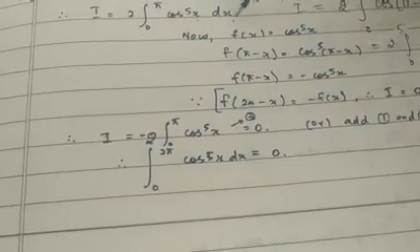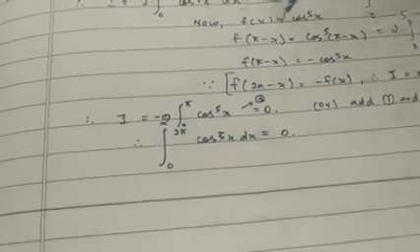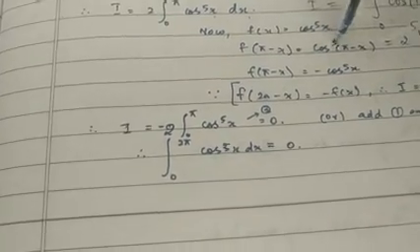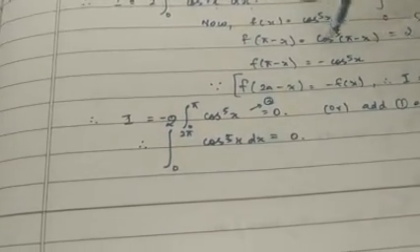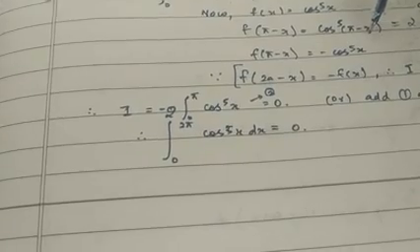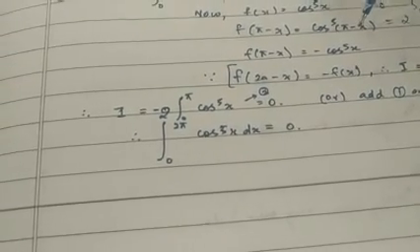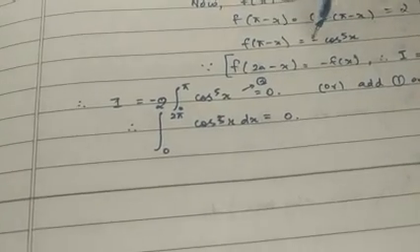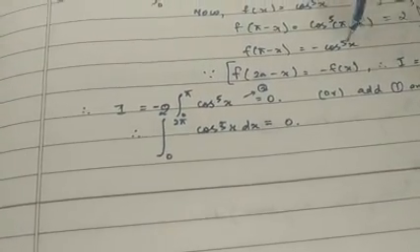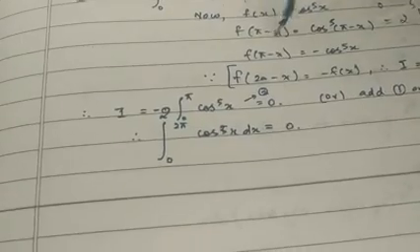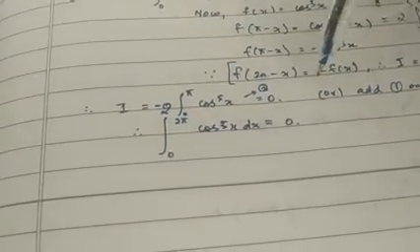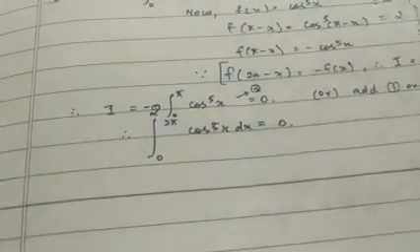Again you are applying the same property. So f of x is nothing but cos power 5x. f of pi minus x is nothing but cos power 5 of pi minus x. Cos of pi minus x lies in the second quadrant, and in the second quadrant cos is negative. Since the angle is pi, you will get minus cos power 5x. Therefore f of pi minus x is equal to minus f of x. Therefore, the integral value becomes 0 according to the property.